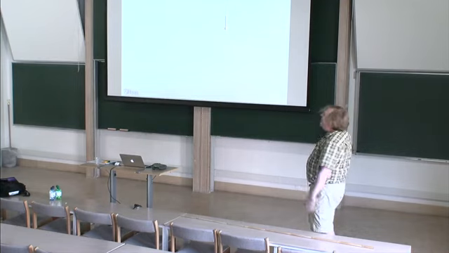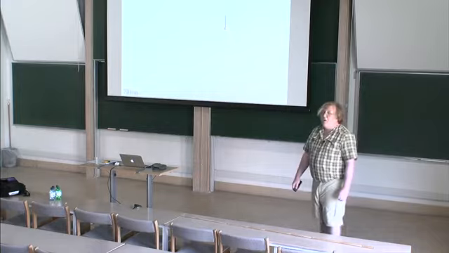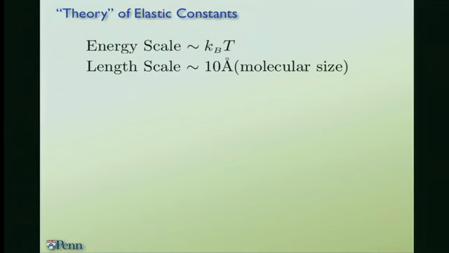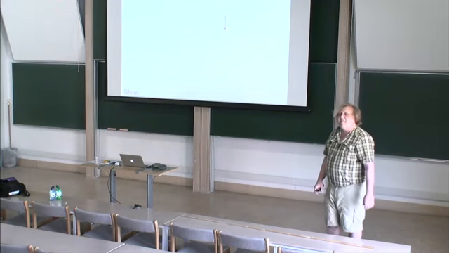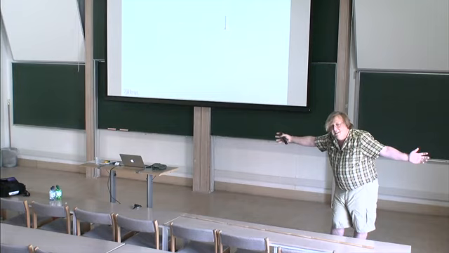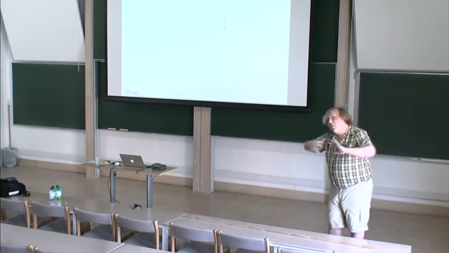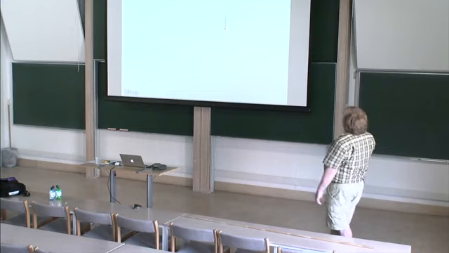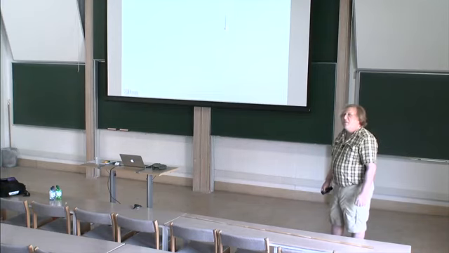Okay, so that's the energy scale. What's the length scale? Well, the only length scale in a nematic, a perfect fluid where the molecules are all pointing the same way, is the size of the molecule. They have infinite range order. So there's no droplet size. The whole thing is ordered. So the only length scale is the size of the molecule, 10 angstroms.